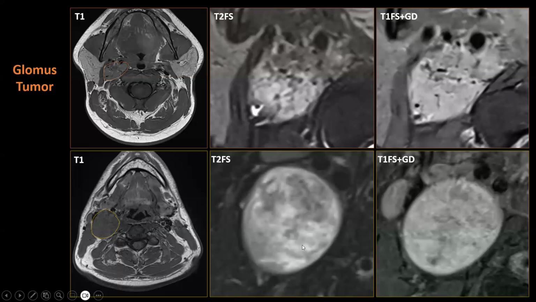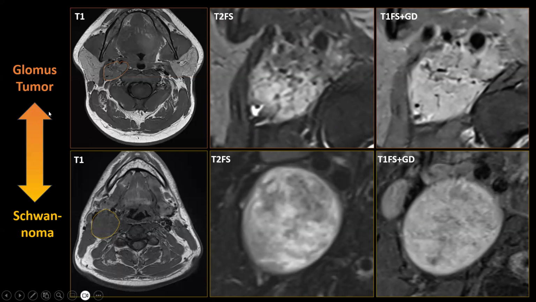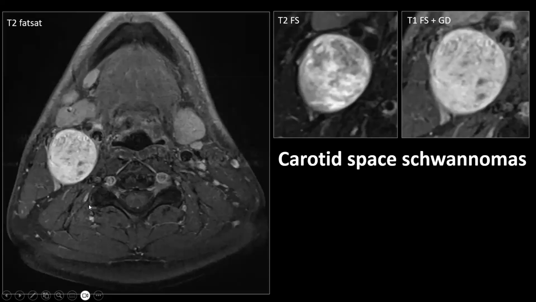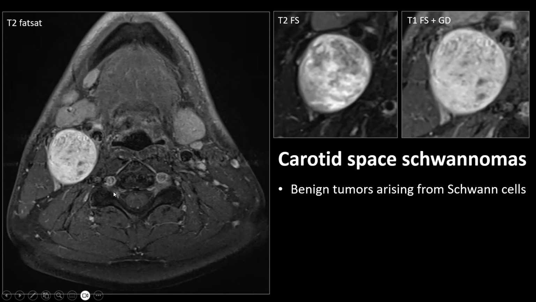Here in this tumor, we see that the tumor has a very high signal on T2 weighted images, somewhat inhomogeneous, and is intensely enhancing, but we can't find the salt and pepper appearance we see in the glomus tumor. So this is a schwannoma, and here is an arrow. I don't know why I included that. So based on imaging appearances, yes, we can make the distinction. And this is a carotid space schwannoma.